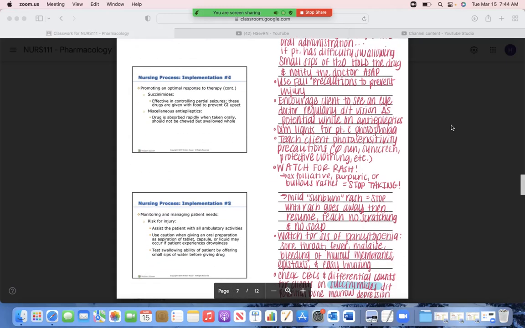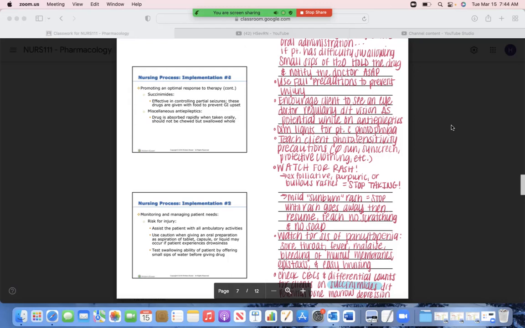You want to use fall precautions to prevent injury in these clients, and you want to encourage them to continue to see an eye doctor like we talked about due to potential vision changes while on antiepileptics. If your client has photophobia, you can dim the lights. If they have photosensitivity, however, that's related to their skin sensitivity to sunlight and potential for rash, right? So try to stay out of the sun, have some sunscreen, protective clothing, etc.